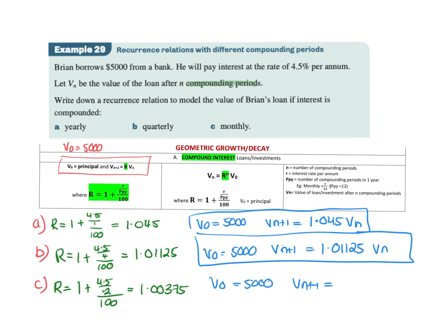So we'll end up with V0 equals 5,000, Vn plus 1 equals 1.00375 Vn. So what sometimes they can do is give you this recurrence relation and ask you to state the nominal rate, or what is the interest rate per annum. You can either use this R formula, the common ratio, the big R, or you can simply get this little bit of the number, and if you times it by 12, that would take you back to the nominal rate, wouldn't it? Just that 0.00 bit, not the 1. Okay, but that's if they ask that, and you might see that in the textbook.